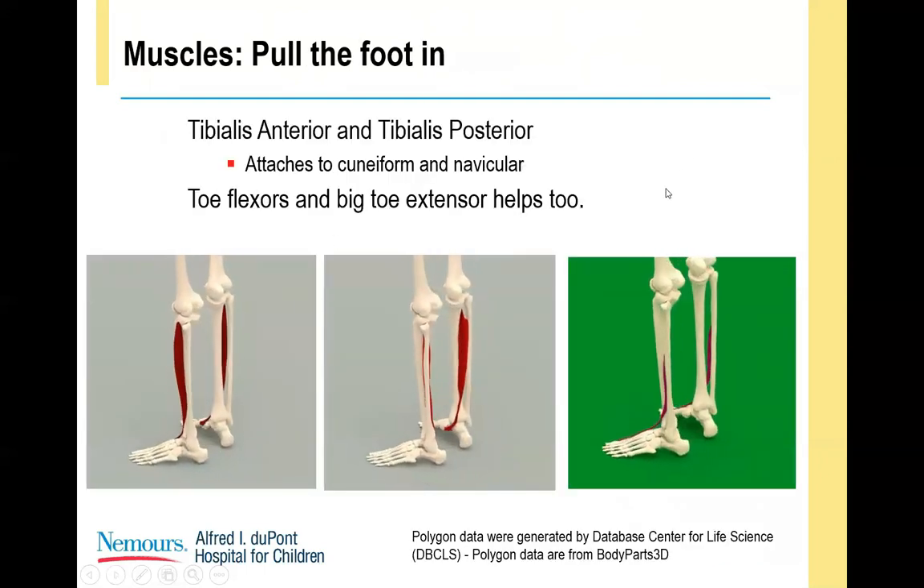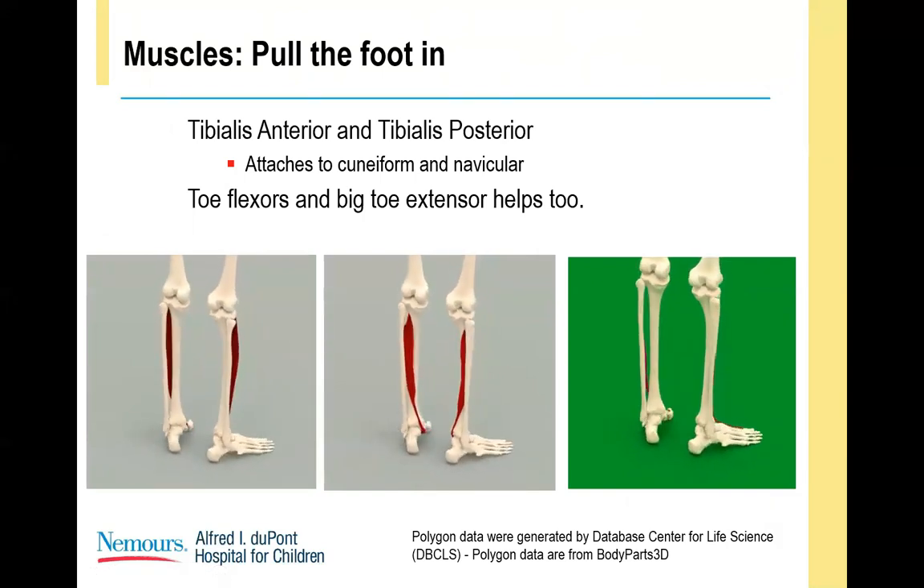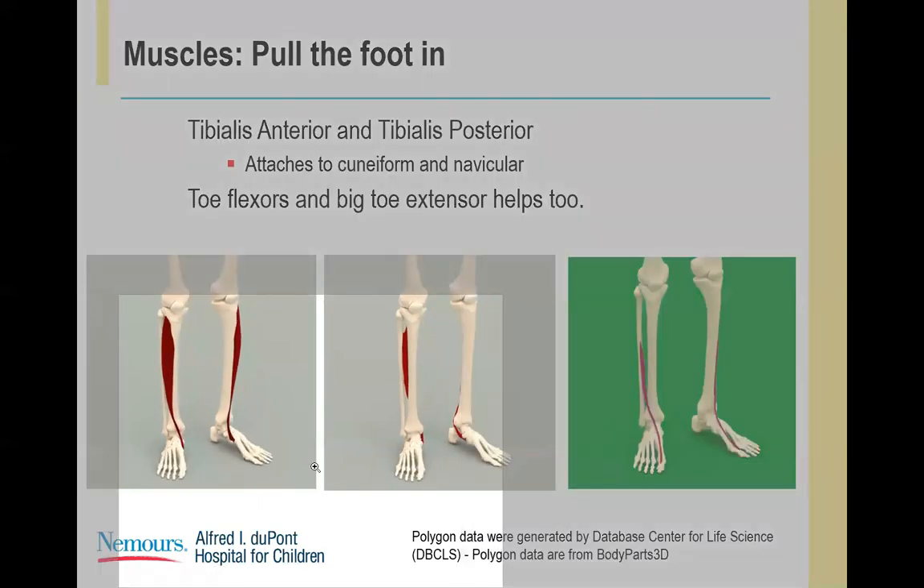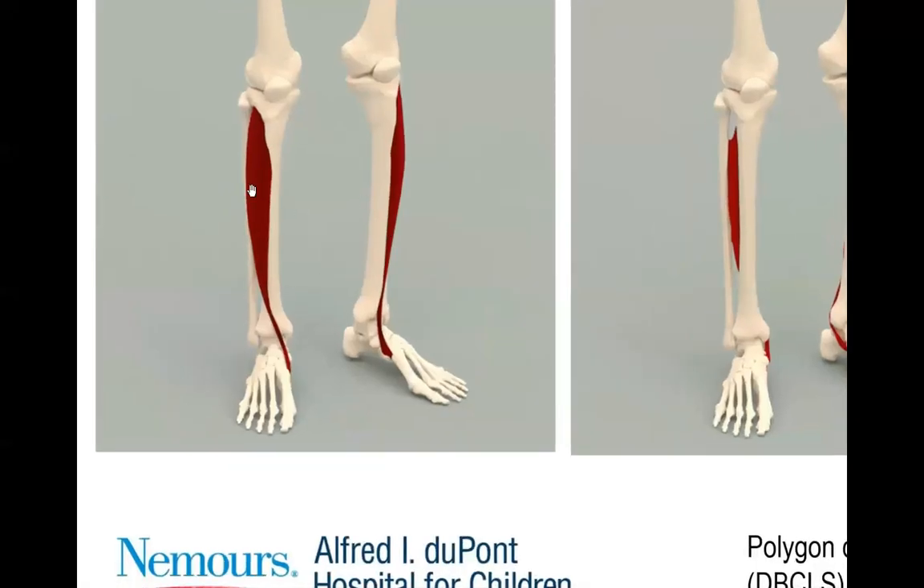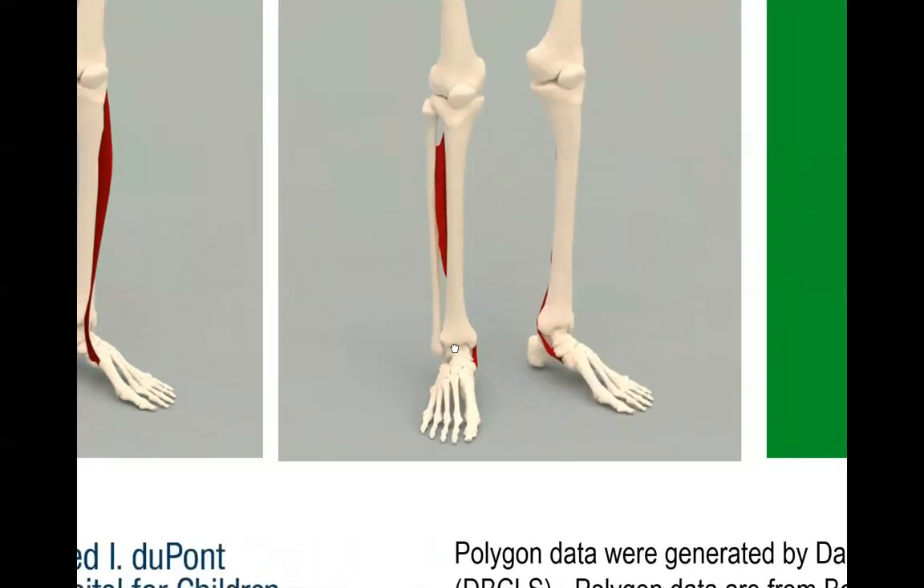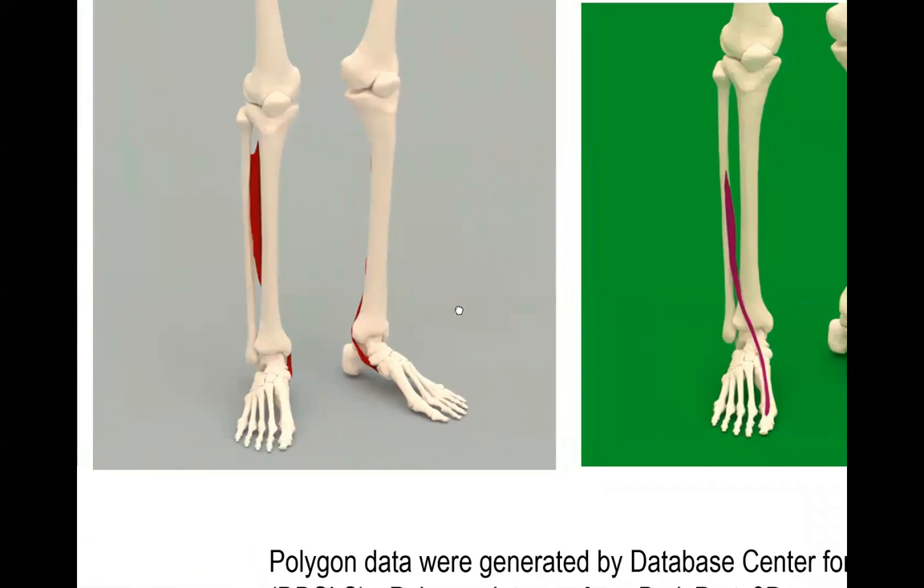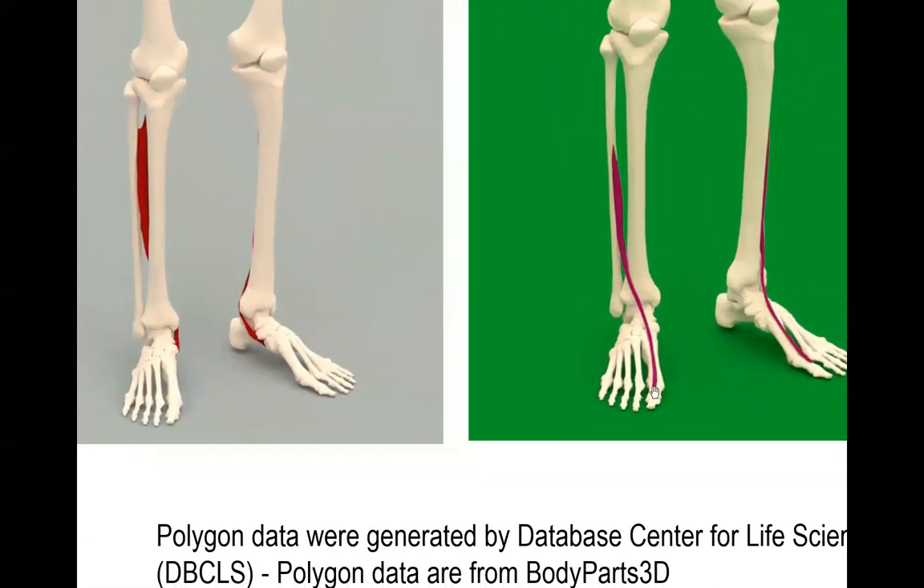There's muscles that pull the foot in, and if you have a clubfoot deformity, it tends to be the bane of your existence. Let's see if I can do this. So the anterior tibialis comes into the front and attaches to the base of the first metatarsal and the navicular. The posterior tib goes underneath the foot and attaches to the bottom of the cuboid, but it also tends to pull in. And then the great toe extensor, so the big toe that points up.